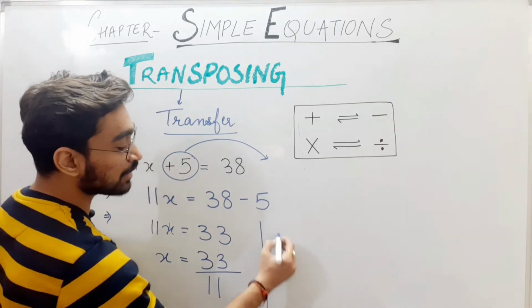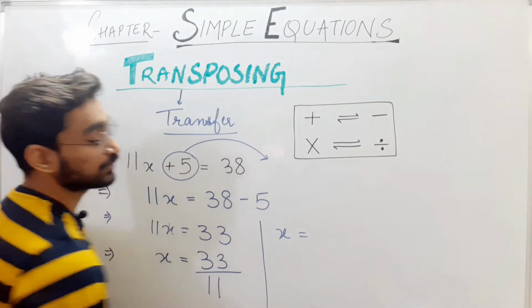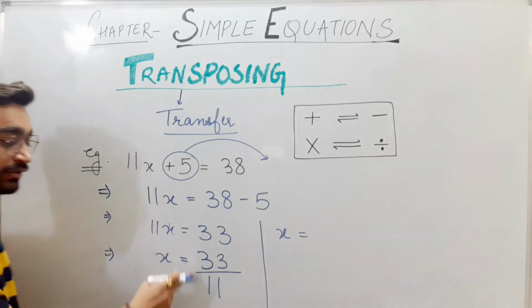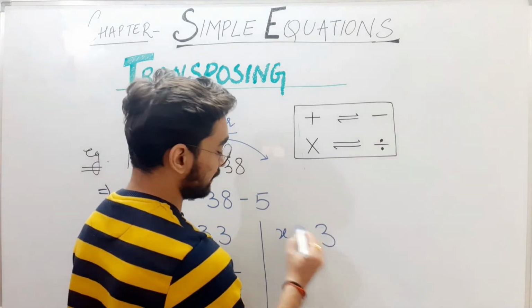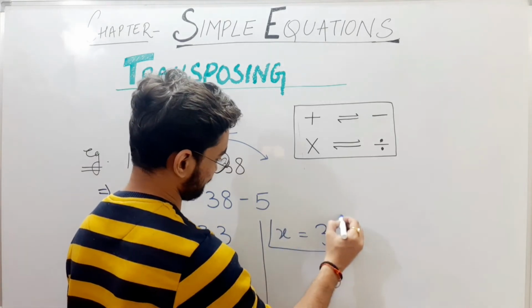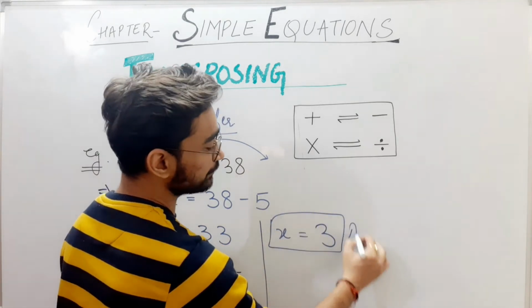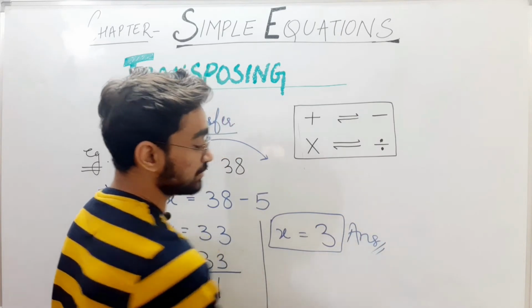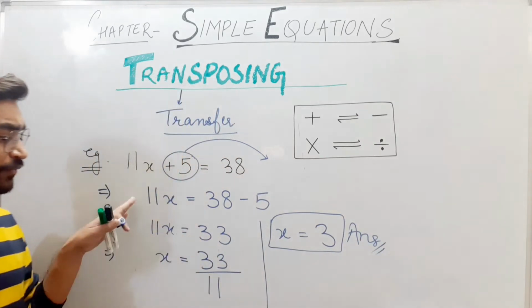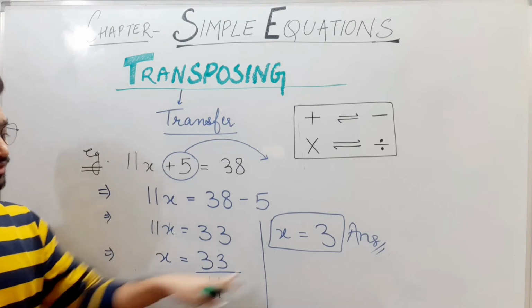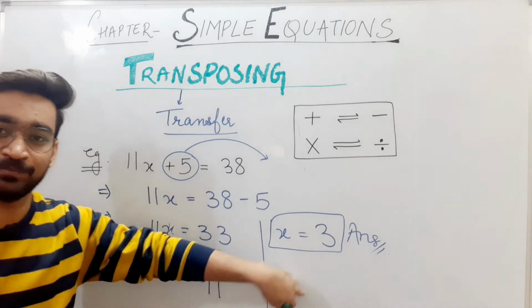Then what will be the answer of x? x will be equals to 33 divided by 11, which is 3. So this will be the answer. See, only 1, 2, 3 and 4. After 3 steps itself, I am getting my answer.